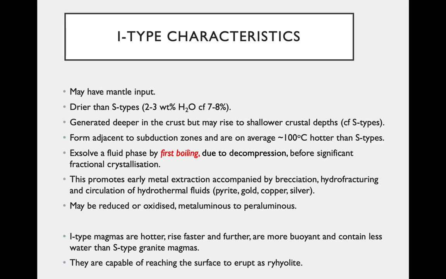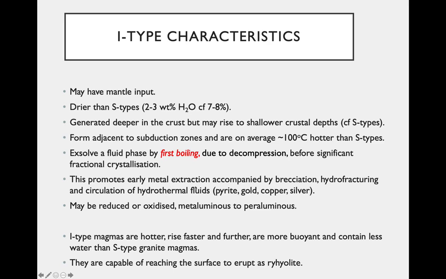They're relatively hotter because, one, they form at higher temperatures. They're also drier, which contributes to forming hotter magmas. So they predominantly exsolve a fluid phase by first boiling, associated with decompression, before significant fractional crystallization. That's a key that might influence the metal deportment, because metals are mostly incompatible, but some can get caught up in early crystal products.